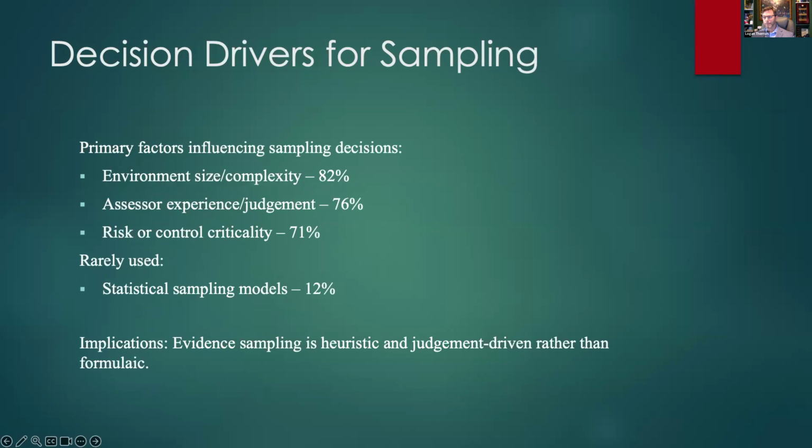When assessors make sampling decisions, they rely primarily on heuristic factors. The most common drivers include environment size and complexity, assessor experience and judgment, and perceived risk or control criticality. Very few respondents reported using formal statistical sampling methods. And that indicates that sampling is largely judgment driven rather than structured or standardized.